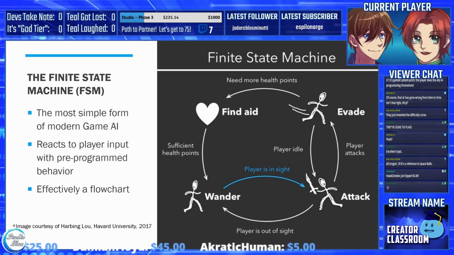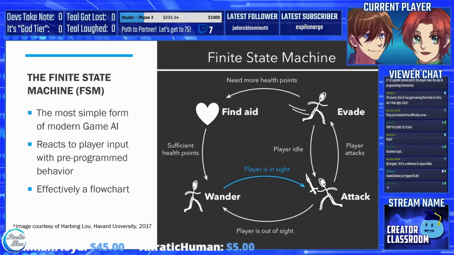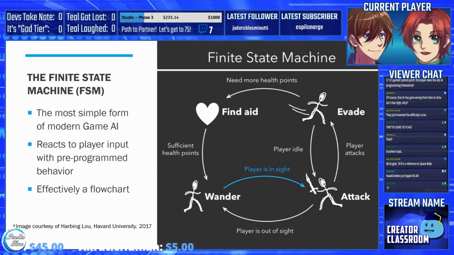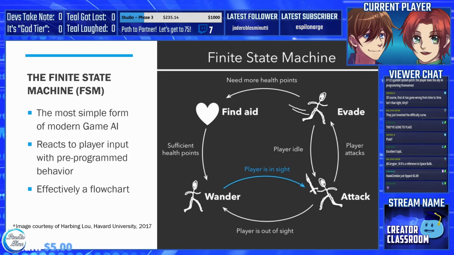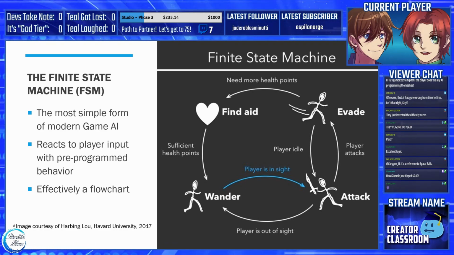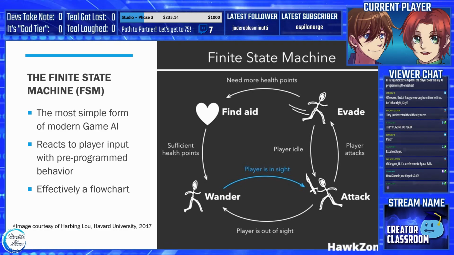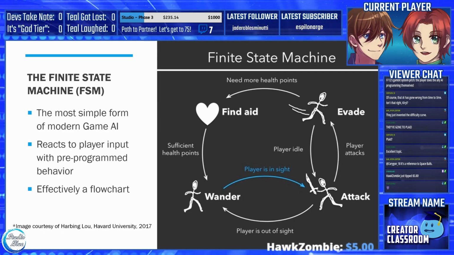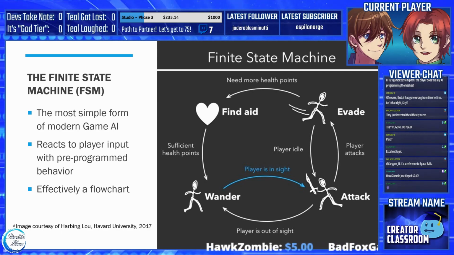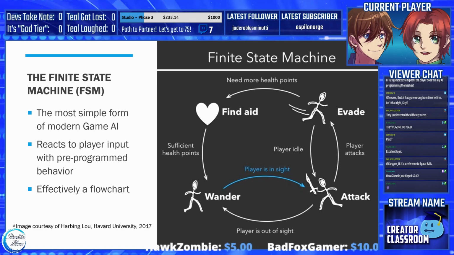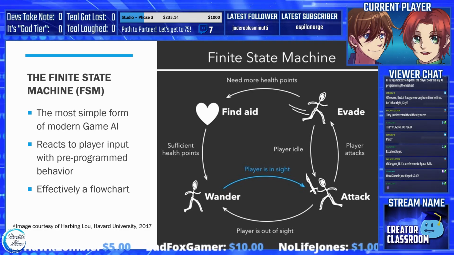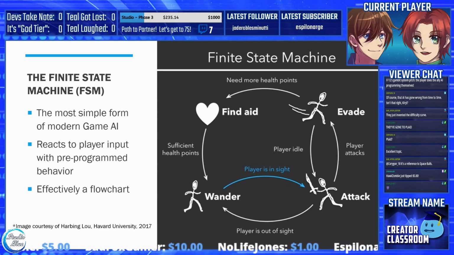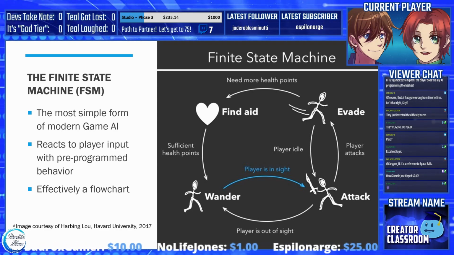But when you get down to it, this little flowchart, which we got from Harvard University, who wrote a great article, I'll probably link it in the VOD if I can remember. It's a very good article. So it reacts to player input with pre-programmed behavior. For example, the AI is wandering around. It finds the player. It attacks the player. It starts to lose health. It evades the player. It goes and finds health. It heals itself, and then it enters that loop again.